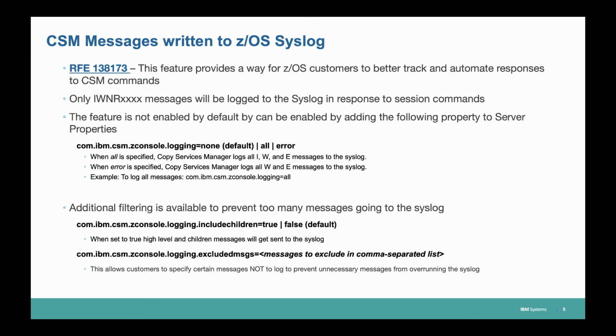and then you could go debug and find the children messages later on. But this will show you, if you do want to include the children messages, say there is a specific child message that will give you more details that you want to automate off of, you can include this com.IBM.CSM.Z.console.logging.include.children and set it to true. So you would just add that new property.